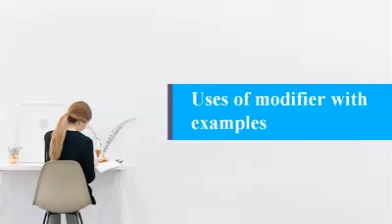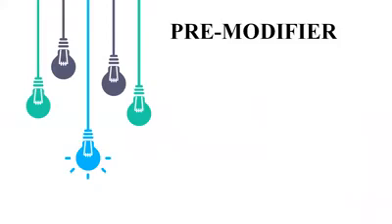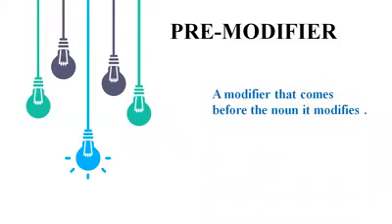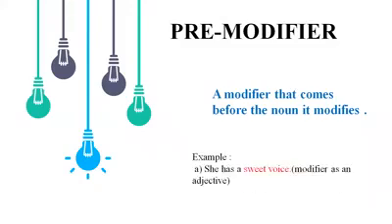Now uses of modifier with examples. Pre-modifier: I already said, a modifier that comes before the noun it modifies. Example: she has a sweet voice. Here voice is a noun and sweet is an adjective, a modifier. You have to modify the word voice, that is the noun. What kind of voice? She has a sweet voice, or she has a harsh voice. Sweet is an adjective in this sentence.